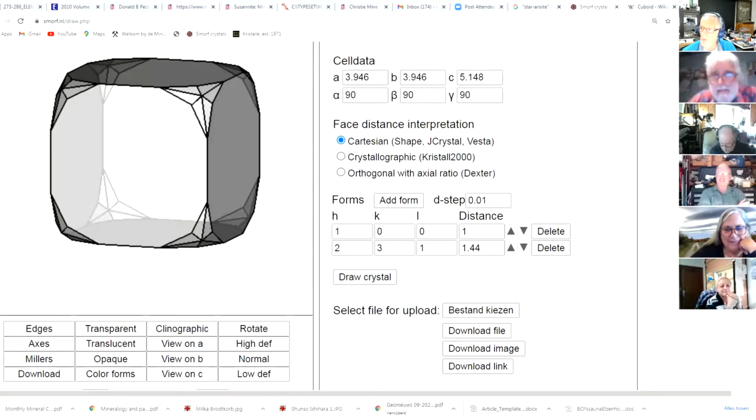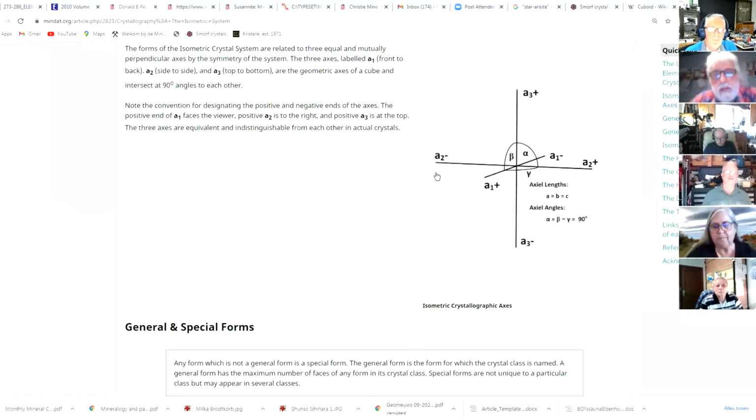I think it's also good that you explained a little bit about the Miller indices as well, Herwig. Crystallography is not something that a lot of people know a lot about. Don Peck's articles are very good on that in Mindat. Yes, I agree. I showed the one on the isometric crystal system, but all the crystal systems have an article on them, and they're extremely well done. I agree.